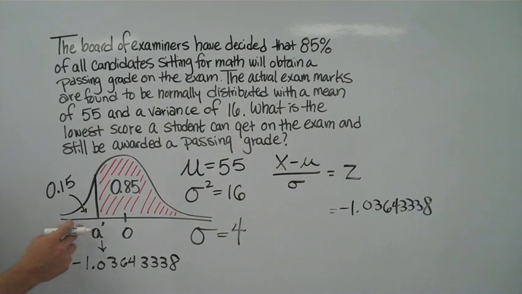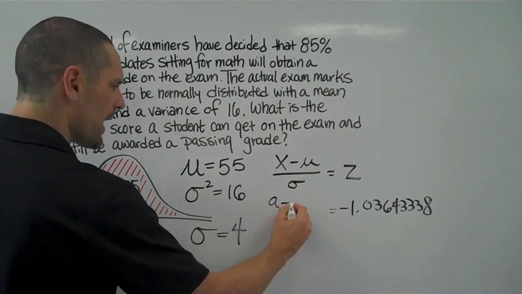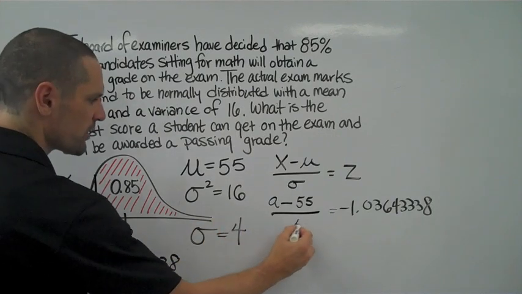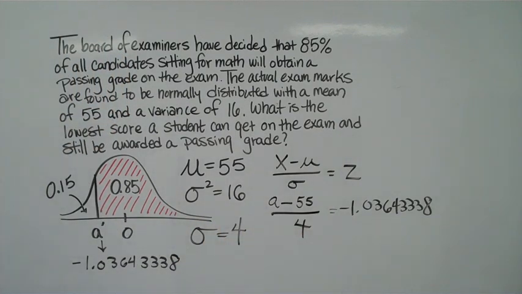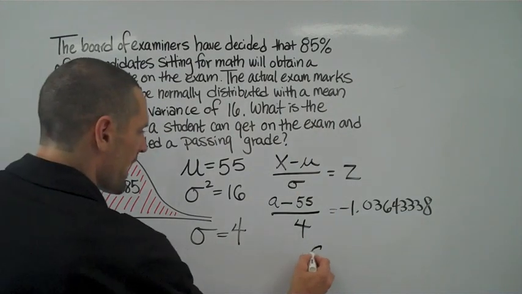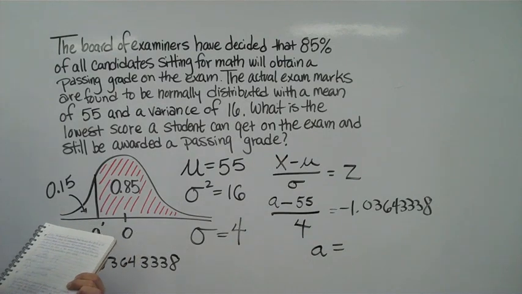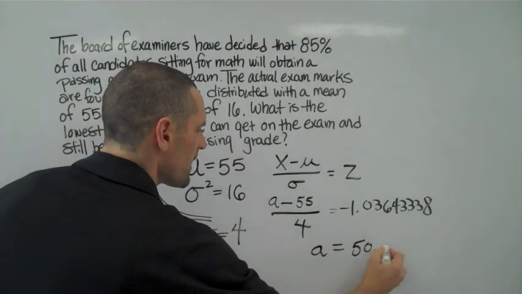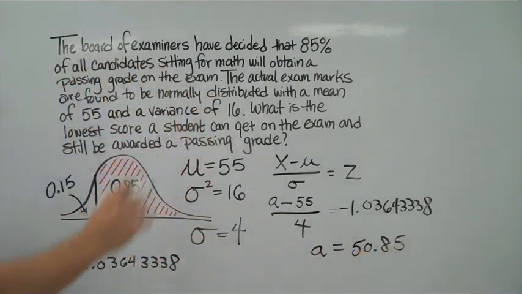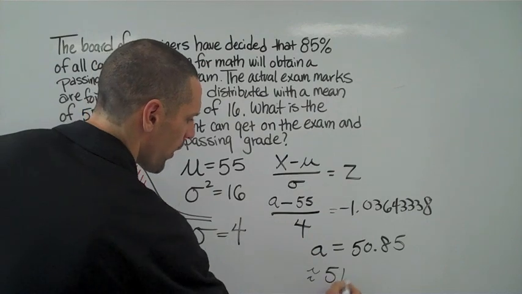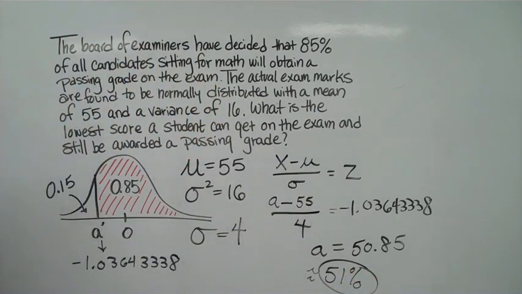What is that equal to? It's equal to some value A, let's call it A, minus your average, 55, divided by your standard deviation, which is 4. Now all we have to do is solve for the A, and when you do that, you get A is equal to, I multiply both sides by 4, and then I add 55 to both sides, and I get 50.85, and it carries on and on. Well, that means, what is the minimum value a student can get? About a 51% is the lowest grade they can get and still pass.